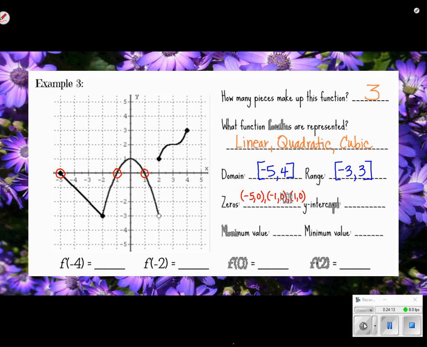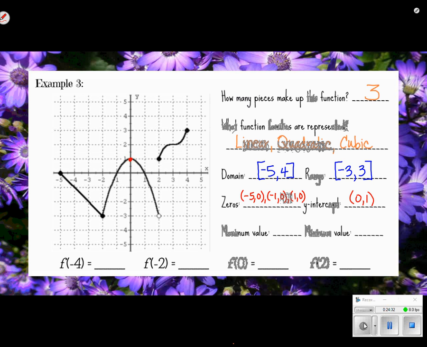The y-intercepts, can you tell where the y-intercept is? We only have one y-intercept at 1, (0, 1). And you should only have one y-intercept. If you have more than one y-intercept, it's not a function.